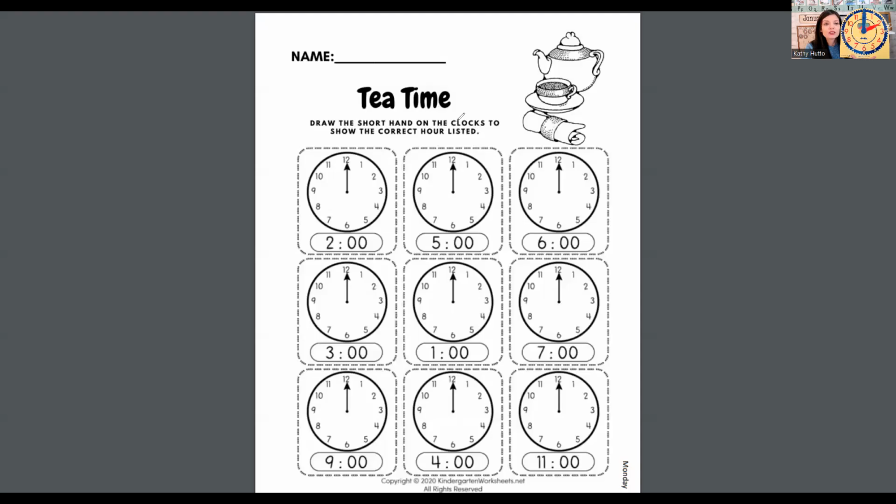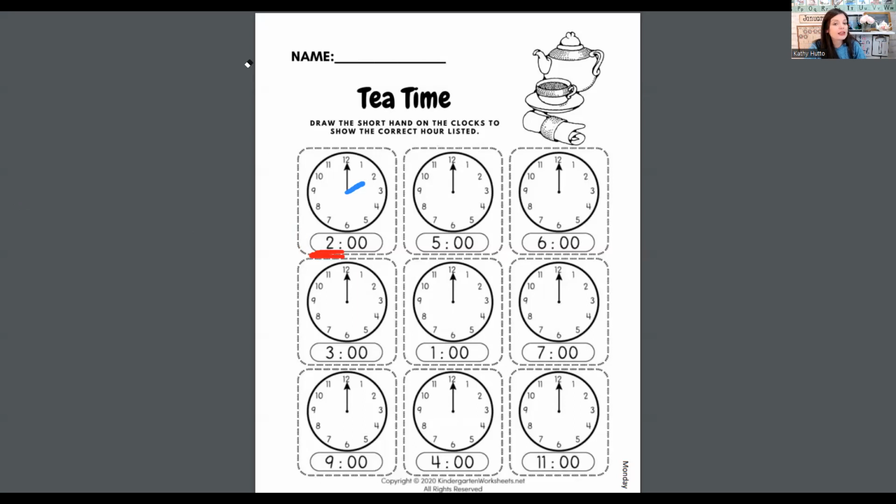Okay, so it's tea time. And I can see the first number right here is number 2. So I'm going to draw a line to number 2. A little line to number 2. The time is 2 o'clock. All right, let's do the next one.